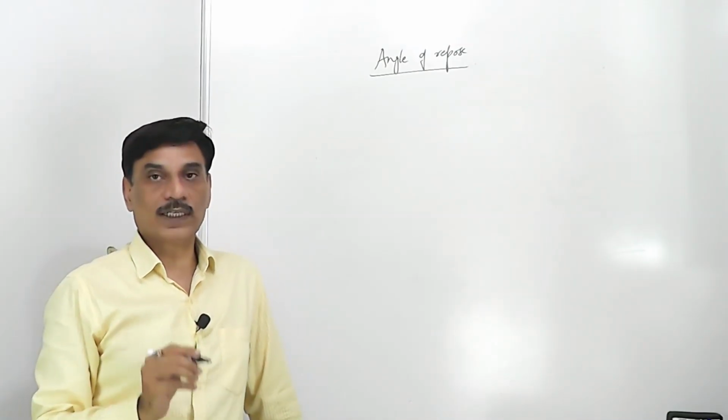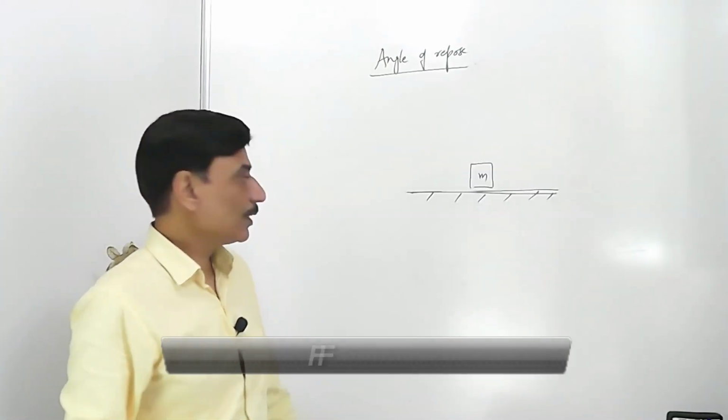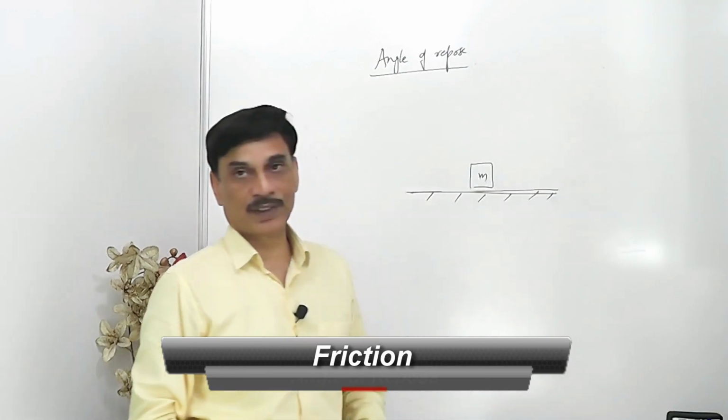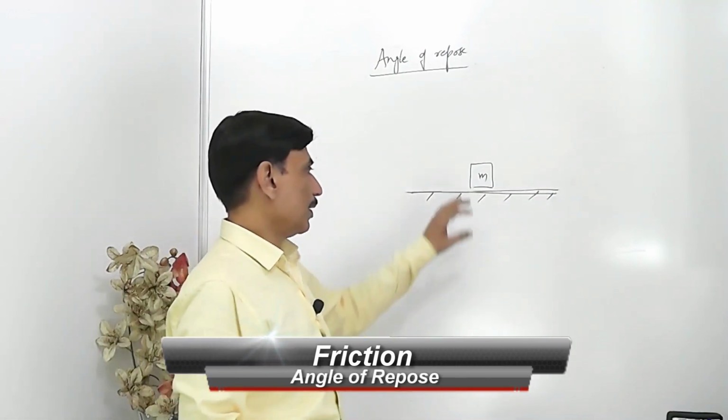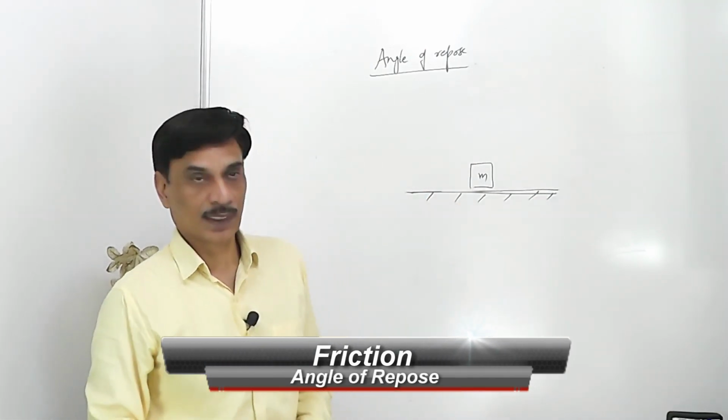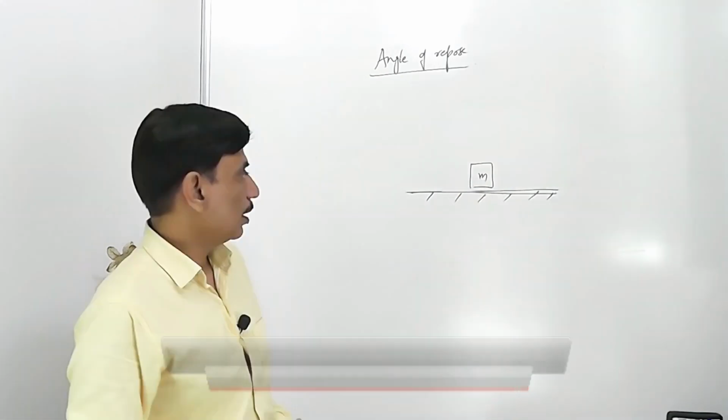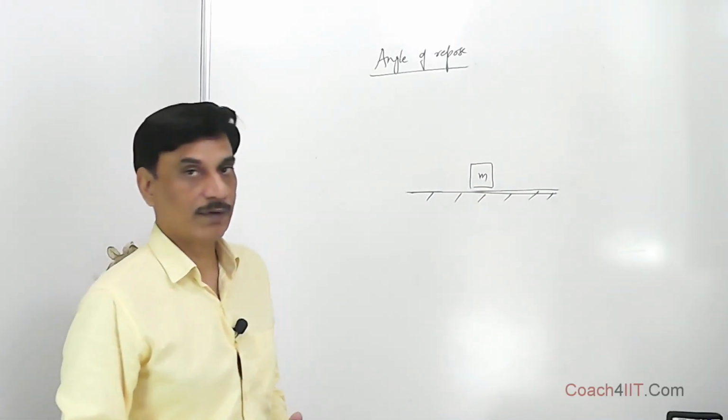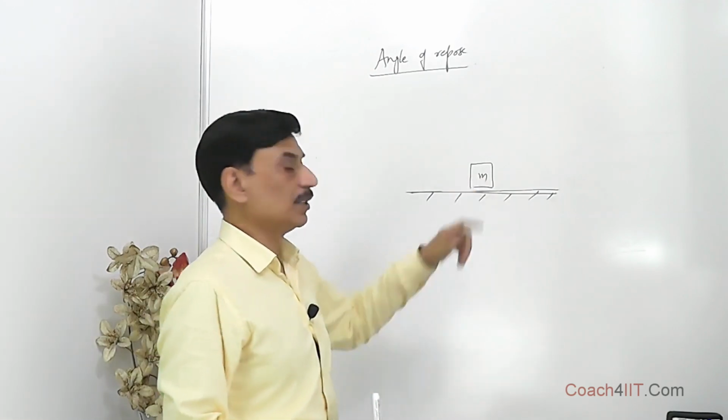Let's understand what is this angle of repose. Let's say this is a horizontal surface and onto this surface is lying a block of mass m. There is friction between these two. Now we have to find out what is the value of coefficient of friction between these two.